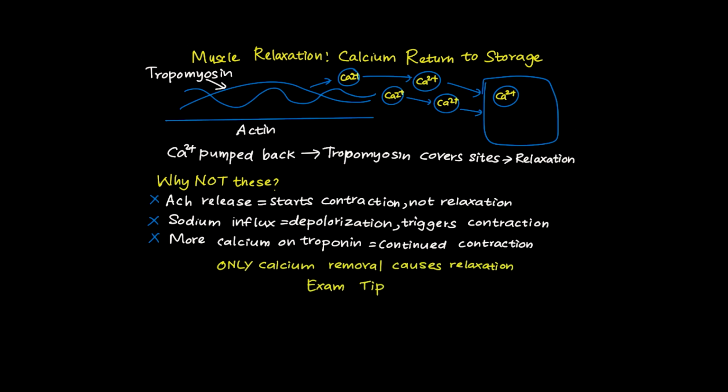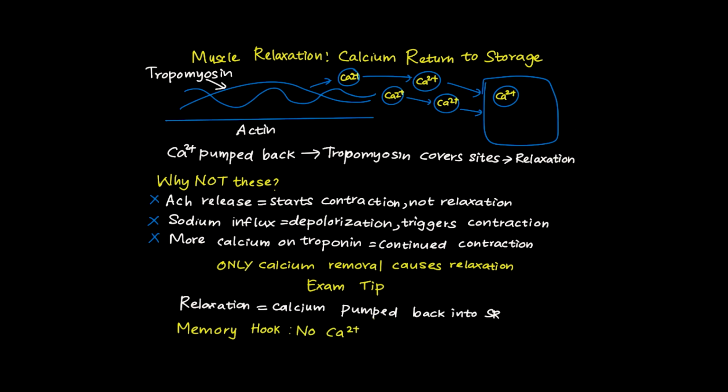Here's a WGU D312 OA exam tip for you. Relaxation equals calcium removal. If a question asks what directly causes relaxation, look for calcium pumped back into the sarcoplasmic reticulum. Quick hook: no calcium, no contraction. Pump it back, muscle relaxes.